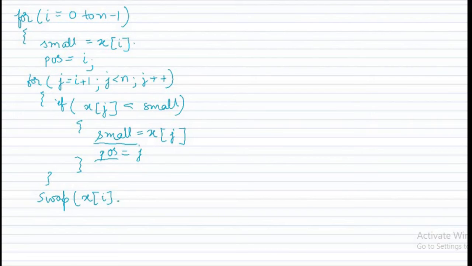xi and small, or you can say the element at x position. So the element at x position will be swapped with the element at xi, because small is a mere variable. So we have to swap the element at the position POS. Okay, so we will swap xi and x position, and in this way our loop will run.